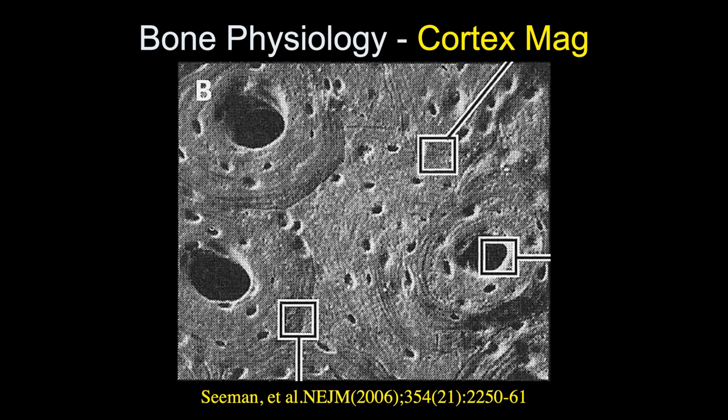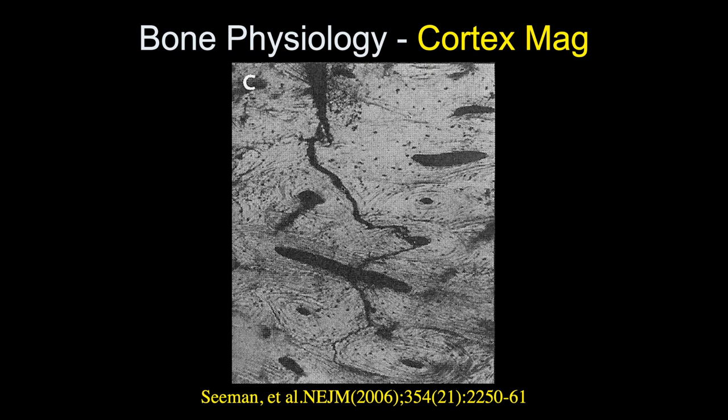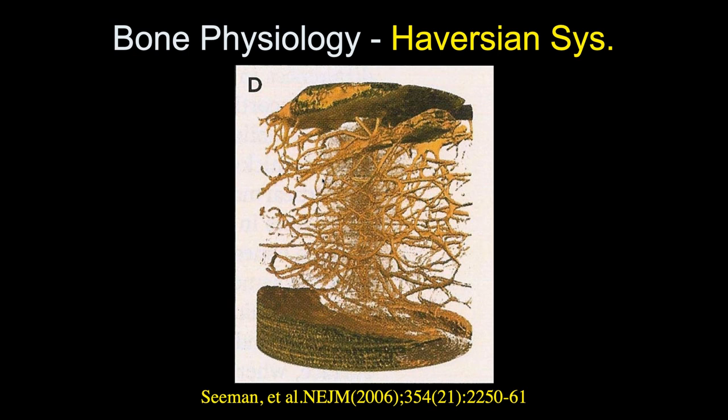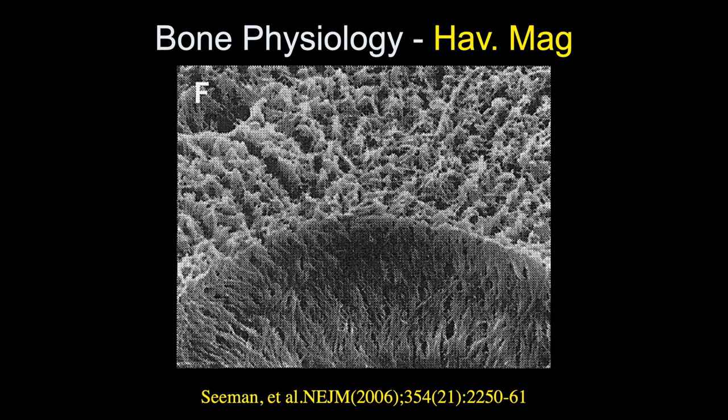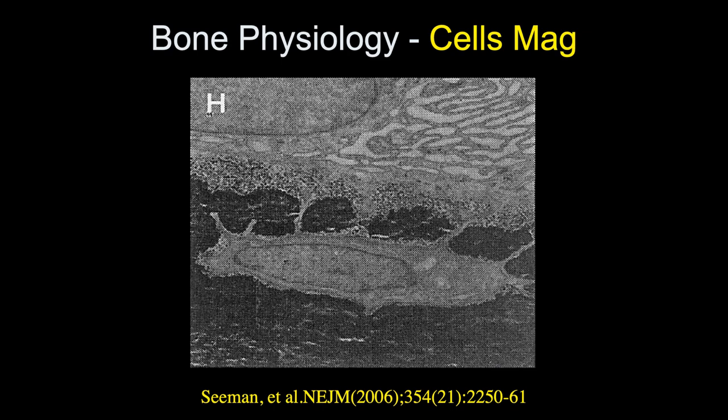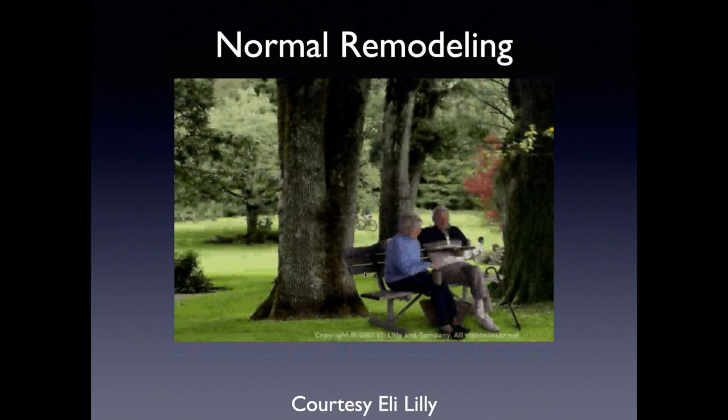And here's just some examples of the kind of fractures you can get and that have to be continuously repaired over the lifetime of the individual. And here's a 3D rendering of what those Haversian canals really look like over time. So we can see a lot of normal bone physiology. And here are some micrographs showing what the structure of the cortical bone looks like. And there are some cells that keep remodeling it. Here's an example of an osteocyte inside the bone. So that's normal remodeling. This scene depicts how bone is remodeled.